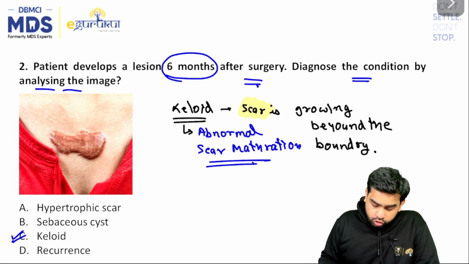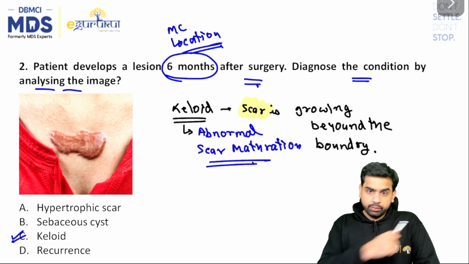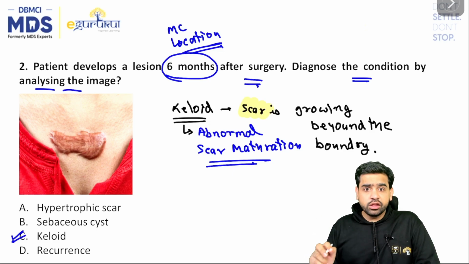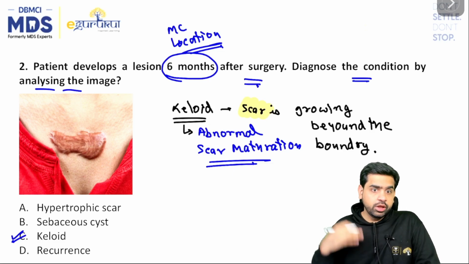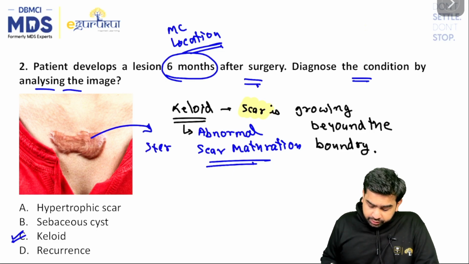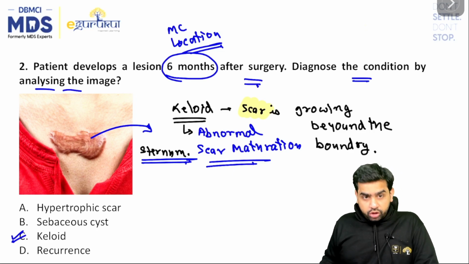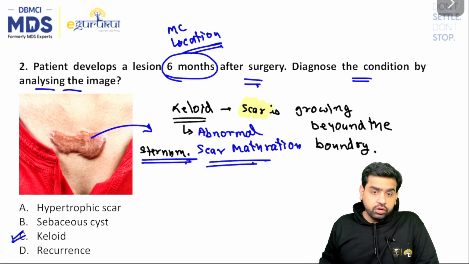Another important thing you should know about the keloid is the most common location. The books describe that if you join both the shoulders and the sternum together, in the triangular area formed between them, if there is a scar, the chances of a hypertrophic scar or keloid forming are much more. Even in this figure you can see that the scar is present over the sternum, and that is the most common location for the formation of a keloid and the hypertrophic scar. I hope you are able to appreciate this.